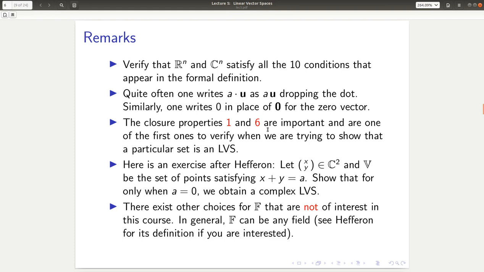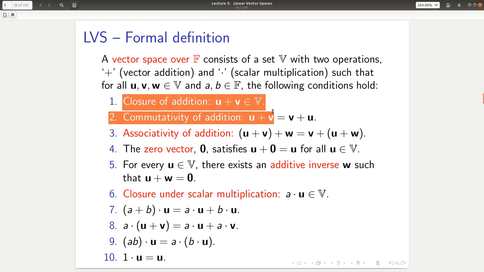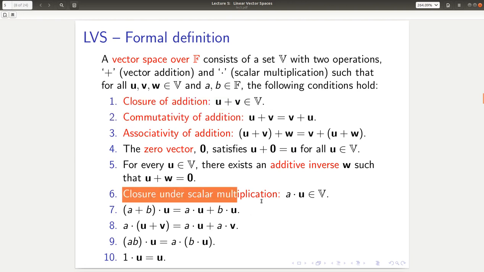The closure properties 1 and 6 are important, and are the first ones we want to verify when you're trying to show that some set is an LVS. So usually what happens is you construct a set and you want to ask whether it's a linear vector space. So you will first define some vector addition on that set, and also scalar multiplication. And then the first thing to ask is whether condition 1, additive closure, and closure under scalar multiplication hold. These two are always key.